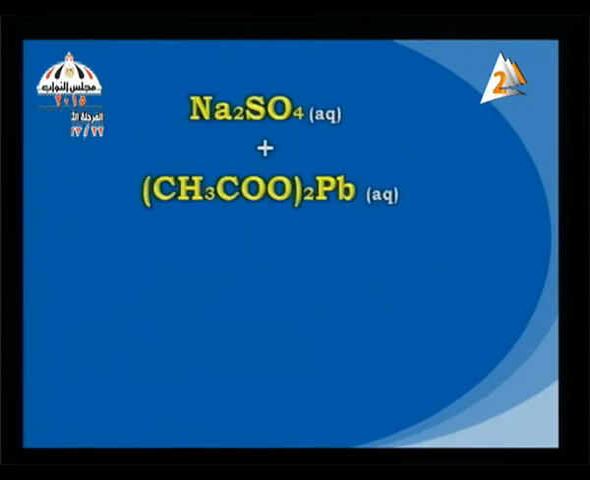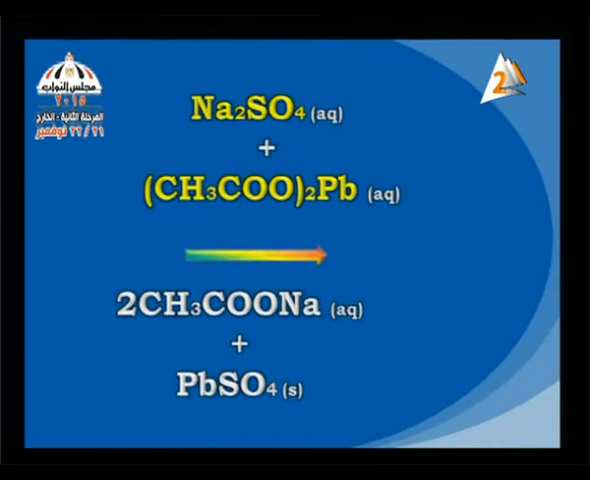Na2SO4 in aqueous solution plus lead acetate, (CH3COO)2Pb, aqueous. The products will be 2 molecules of CH3COONa, sodium acetate, in aqueous solution, and we have PbSO4. It is lead sulfate, lead 2 sulfate.